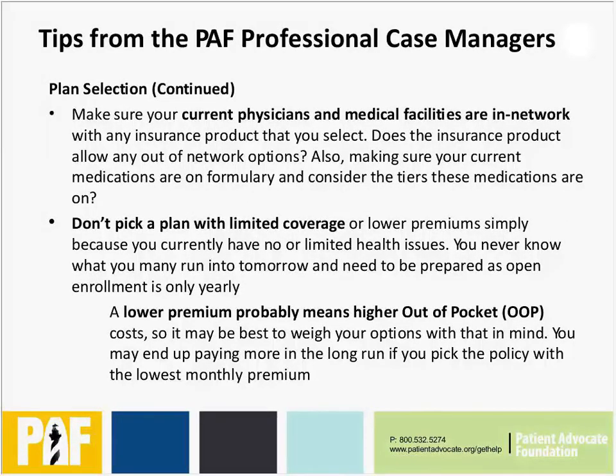So around plan selection, just touched on this. Make sure your current physicians and medical facilities are in network with any insurance product that you select. Does the insurance product allow any out-of-network options? Make sure your current medications are on formulary, and consider the tiers that these medications are on. We're seeing a lot of shifting of medications among the tiers. So you could find that a medication that was Tier 2 this year could be Tier 3 next year, or Tier 3 could become a Tier 4, depending on the plan design.